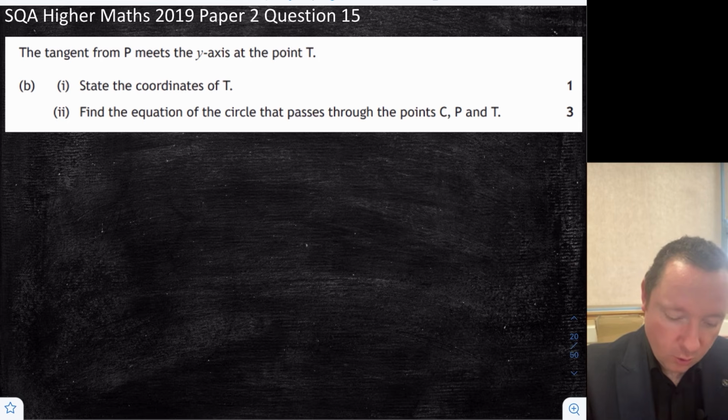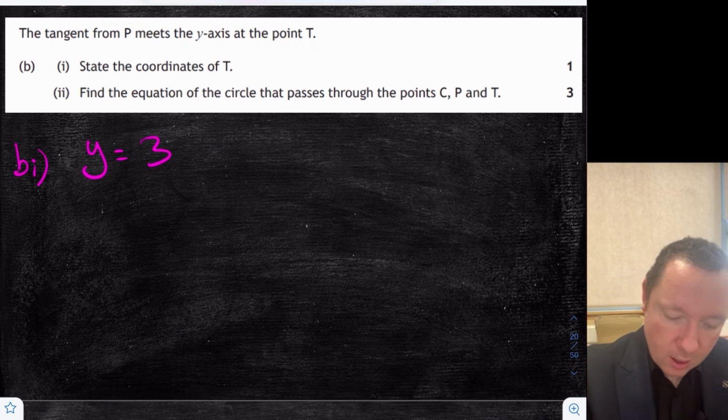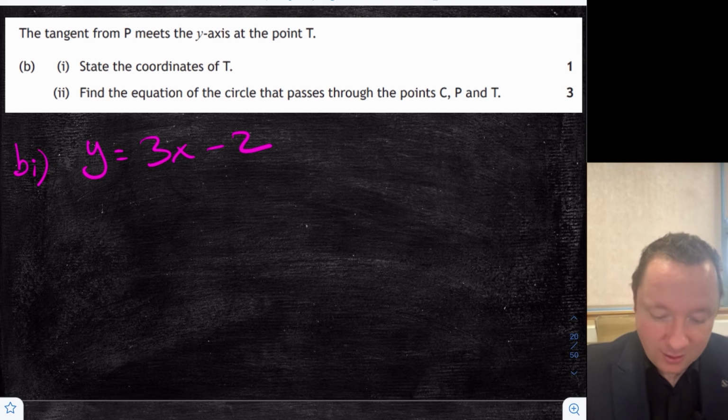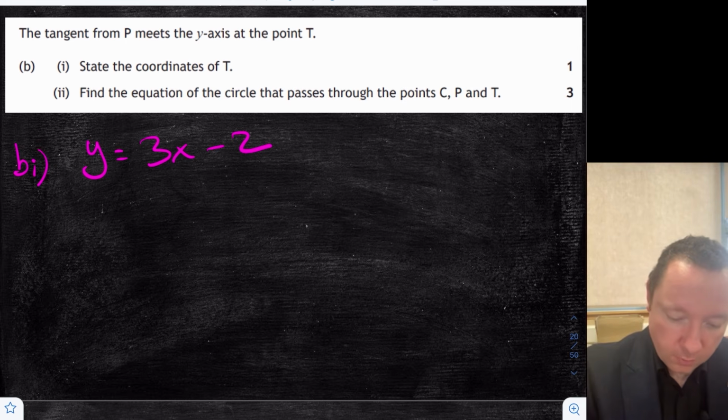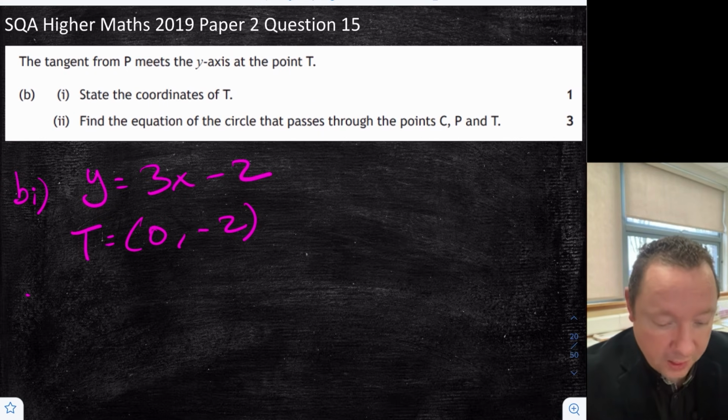Part B says the tangent at P meets the y-axis at point T. State the coordinates of T. Part B, aye. Remember, the equation of our tangent is y equals 3x minus 2. So it meets the y-axis when x is 0, in other words, y is minus 2. So the point is just (0, minus 2). And we're done there.